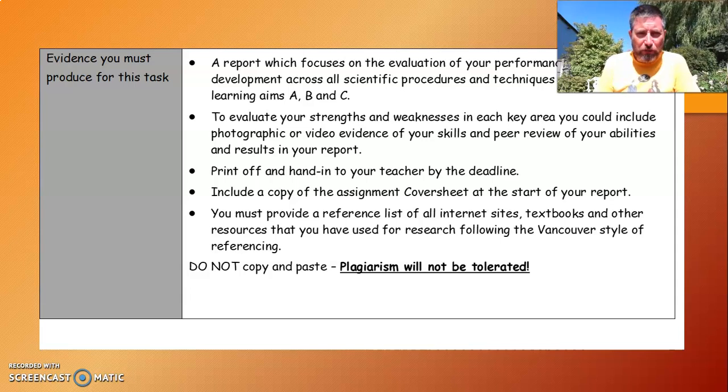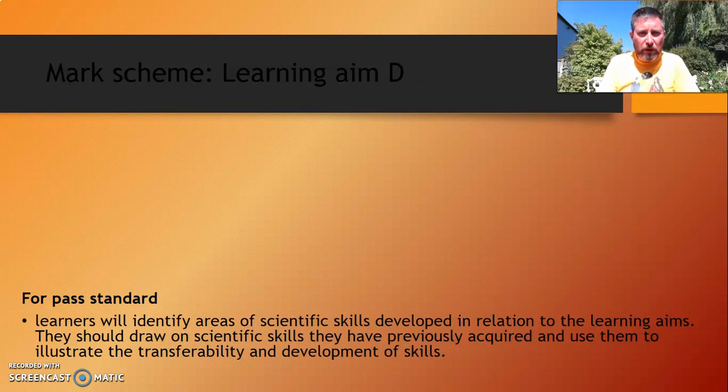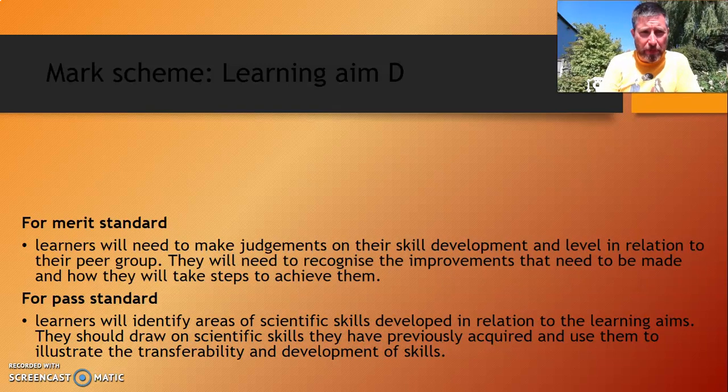So this is a horrible task, and I know already people are feeling a bit nervous about it, so this is how I would tackle it, right? For a pass, you need to identify areas of scientific skills developed in relation to the learning aims. You should draw on your scientific skills you've previously acquired and use them to illustrate the transferability and development of skills. Right, this is what the mark scheme says. For a merit, you need to make judgments on your skill development and level in relation to the peer group. You need to recognise the improvements that need to be made and how they will take steps to achieve them.